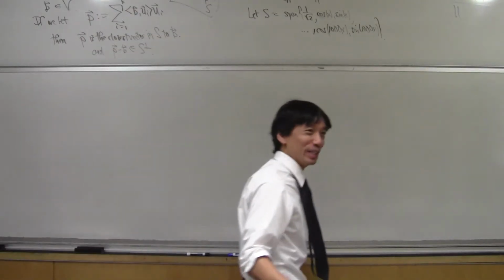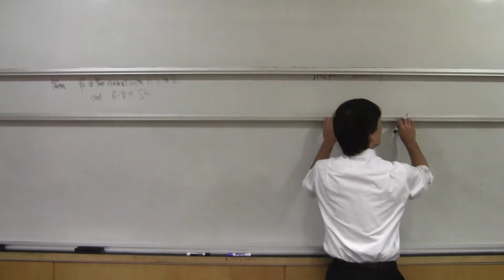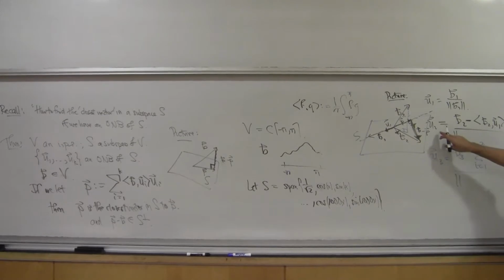Let me see what it is. So, there's one thing that you might worry about, which is, how do you know that this U2 is not zero? How do you know that U2 is a non-zero vector? Because in the end, you're going to divide by its norm. It better be a non-zero vector.